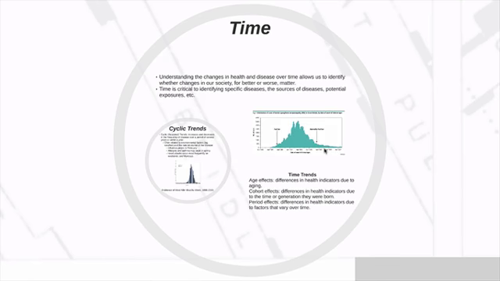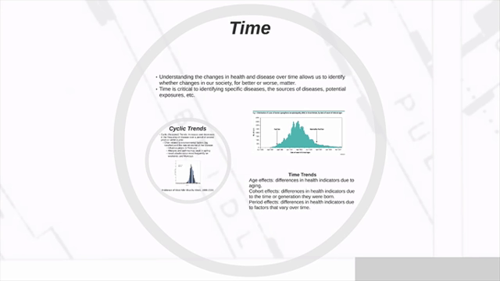And finally, let's talk about time. So understanding the changes in health and disease over time allows us to identify whether changes in our society, for better or worse, matter. So, as we know, the prevalence of obesity really increased over the past 3 decades and now it's starting to plateau. That says something about our society and our access to food and our healthcare and other things like that.